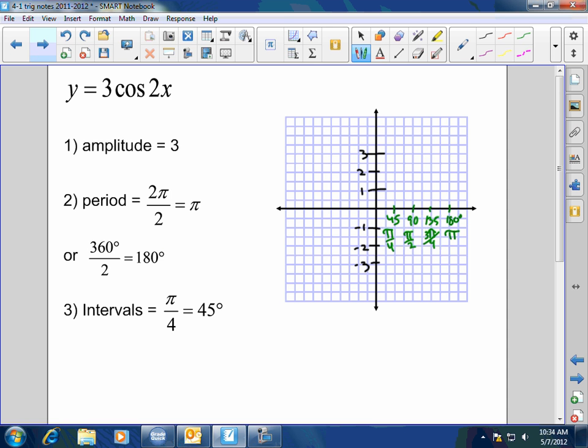Now, it's the cosine. Peak, next interval, baseline. Next interval, trough. Next interval, baseline. Next interval, peak. We got to go backwards. Negative 45, negative 90, negative 135, negative 180.